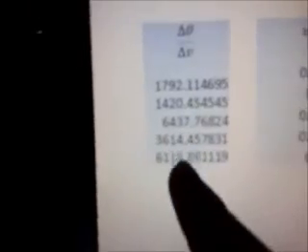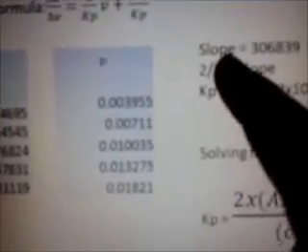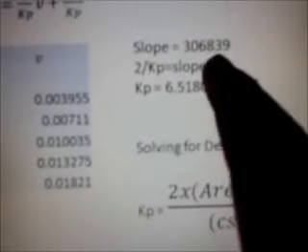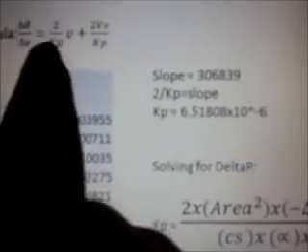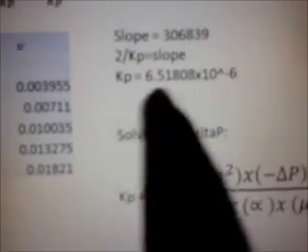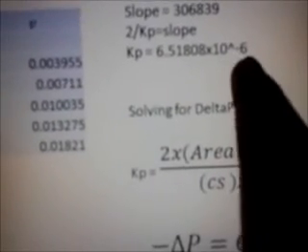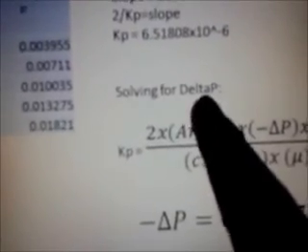So I calculated for these values, and then for the average I also calculated this one, and then finding for the slope. So the value of the slope is this one, and then equating the slope to this part of the formula, you will be able to find for the value of kp. So the value of kp is this one, and now we will be able to solve for the pressure or the delta P.